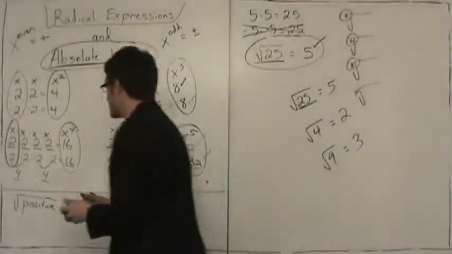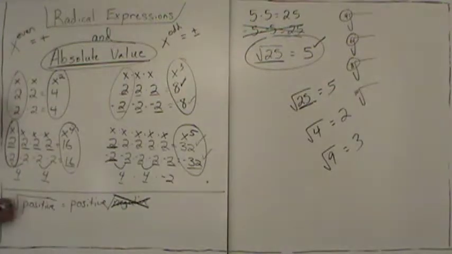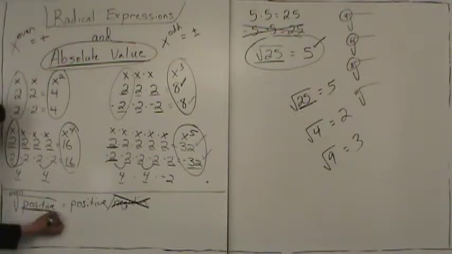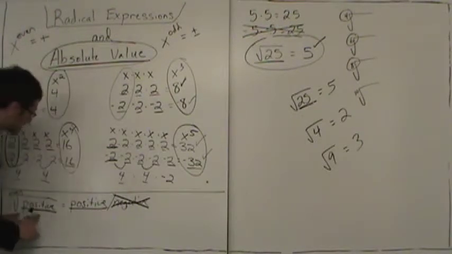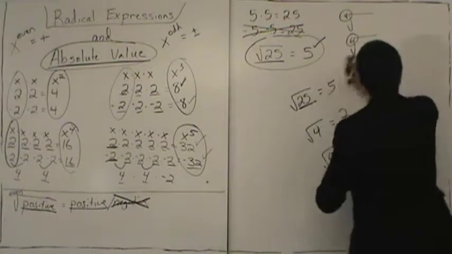So we're going to generalize here. We're going to make a generalization. We're going to say that if the index is even, then the radicand must be positive and the output is positive. Why am I saying that the radicand must be positive? Just out in left field for a moment.